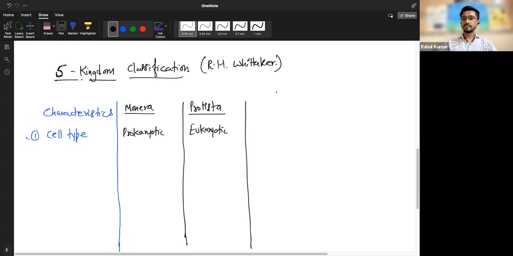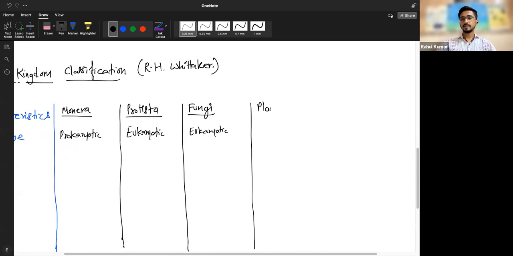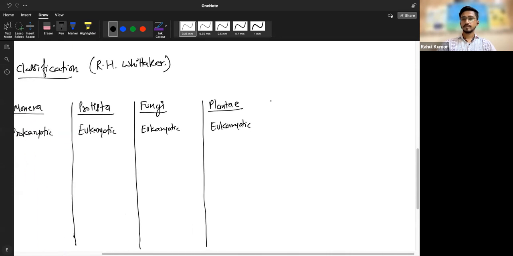And then we have fungi. When we finish this table, you will also be able to distinguish between all. Fungi is also eukaryotic. Then we have Plantae, again eukaryotic, and Animalia, of course eukaryotic.